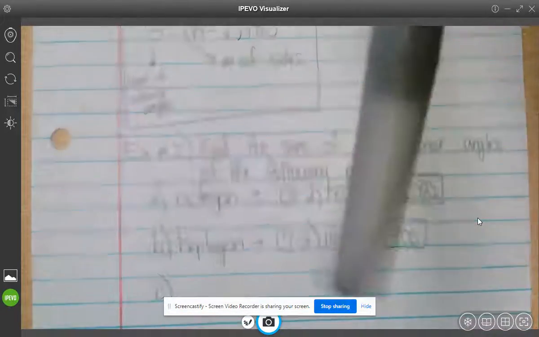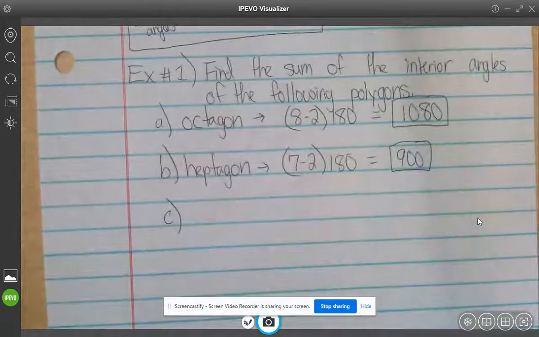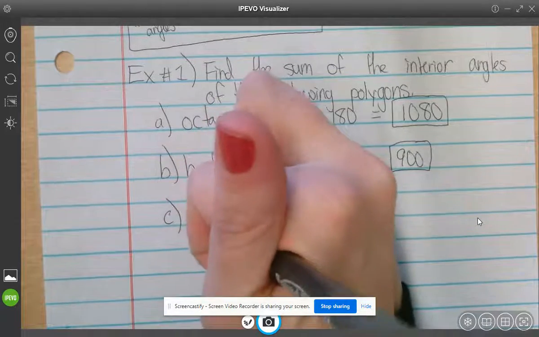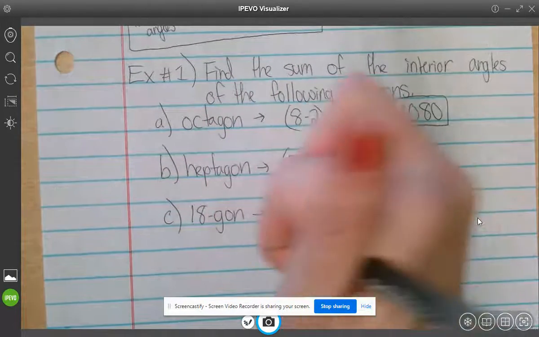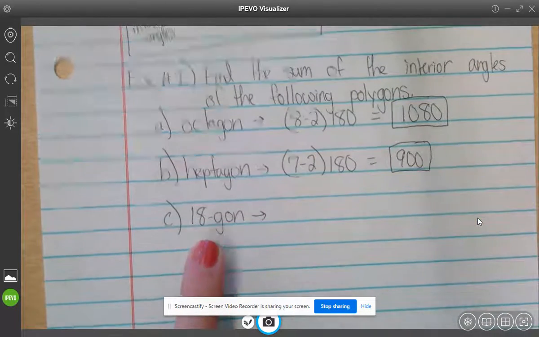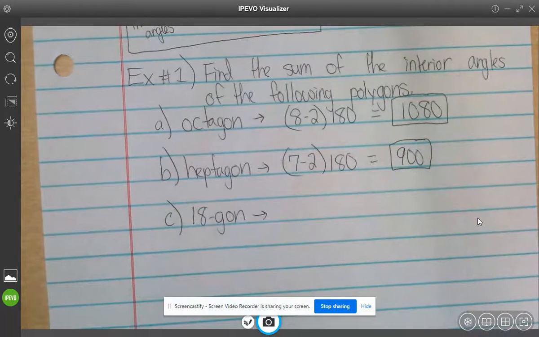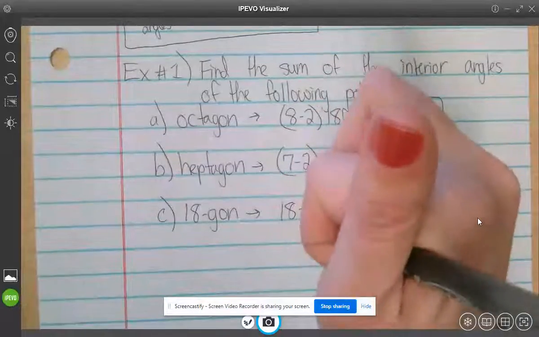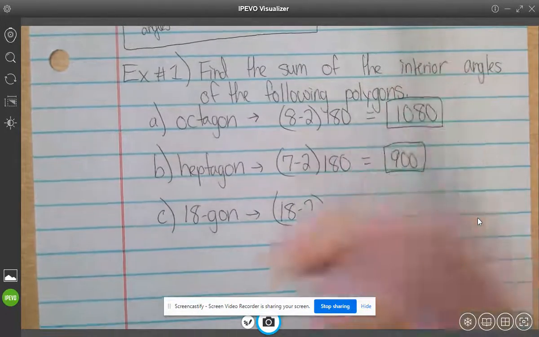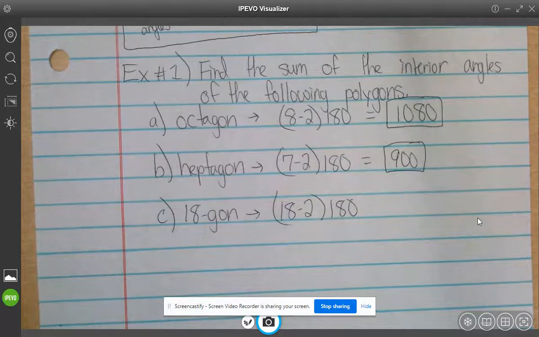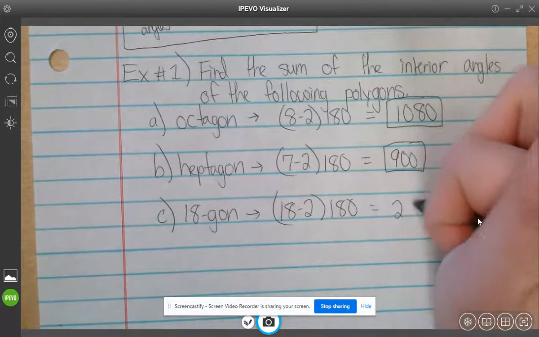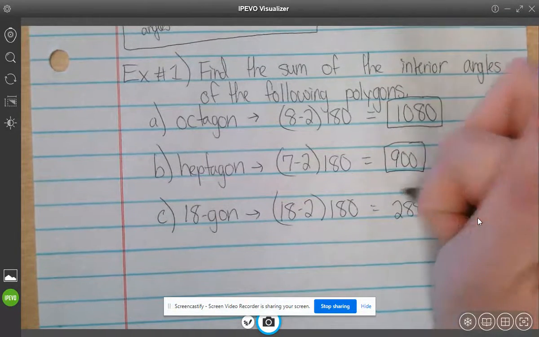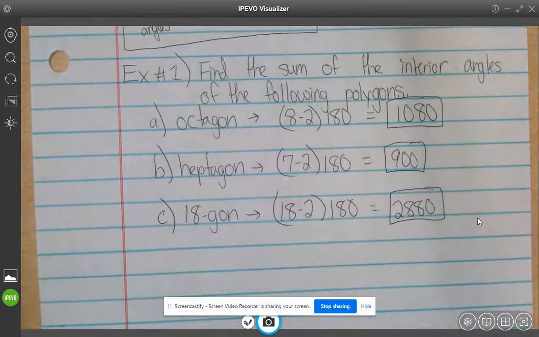Okay, last one before we do a different type of example. Let's do an 18-gon. So try to pause this, try to do this one on your own. Okay, hopefully you've really tried to do this one on your own. 18 minus 2 times 180. And you get 2,880. Okay, so that's the first part of this.